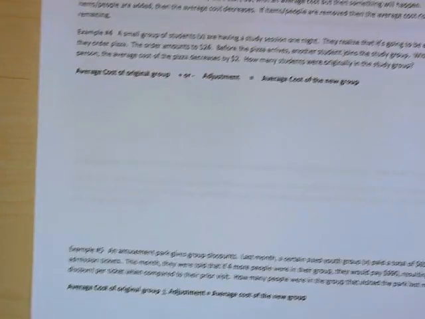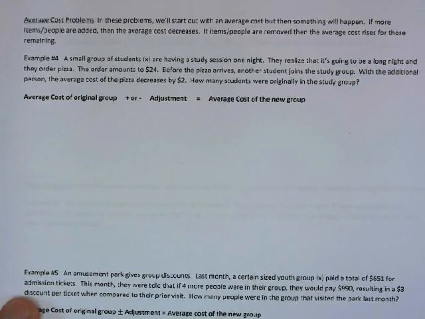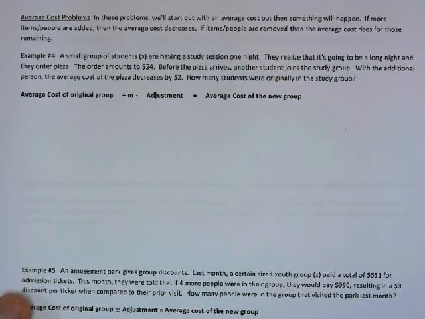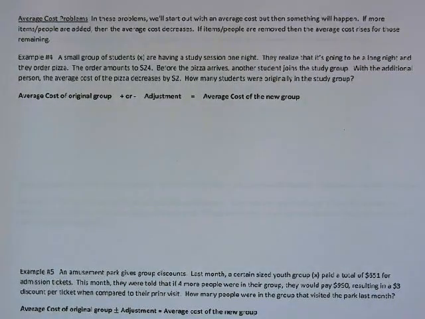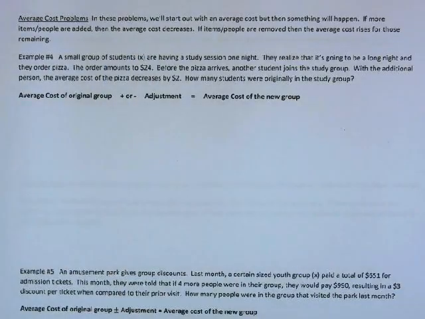And then 2 more to go. All right, so no more work rate problems. On the back page here, we're dealing with average cost problems. Like it says, in these problems, we'll start out with an average cost, but then something will happen. If more items or people are added, then the average cost decreases. If items or people are removed, then the average cost rises for those remaining. That'll make more sense when we look at the actual problems.